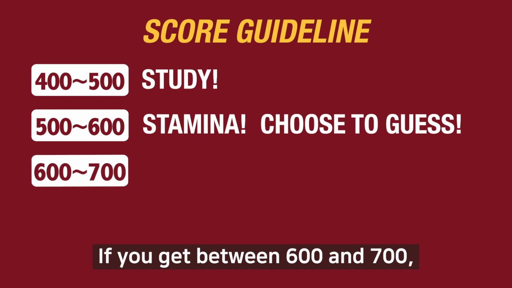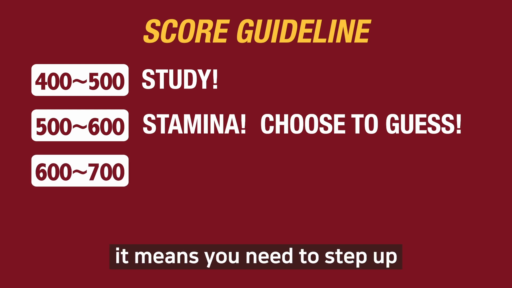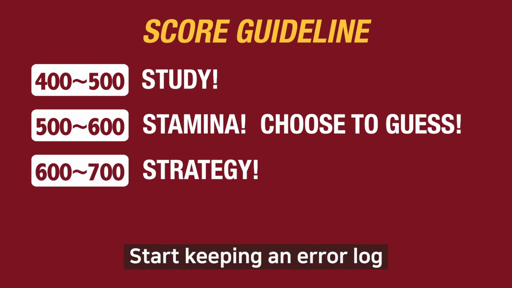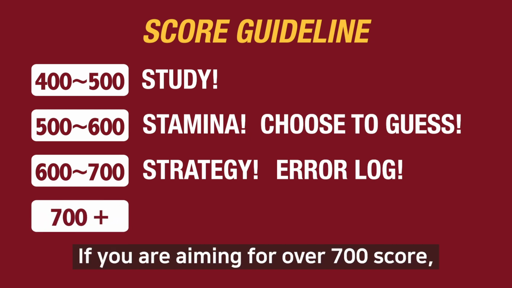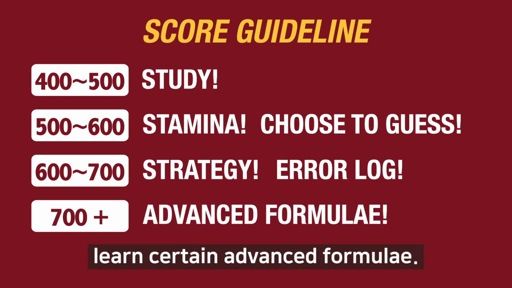If you get between 600 and 700, it means you need to step up with a smart strategy. Start keeping an error log and become aware of your weak areas. If you are aiming for over 700 score, learn certain advanced formulae.